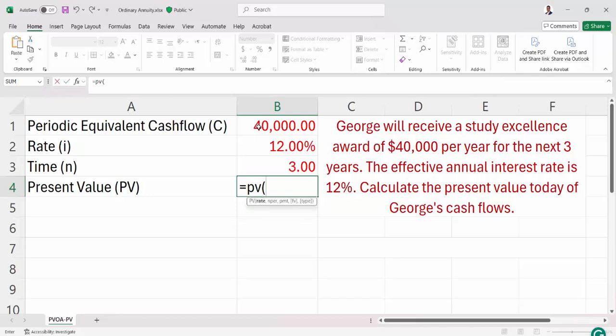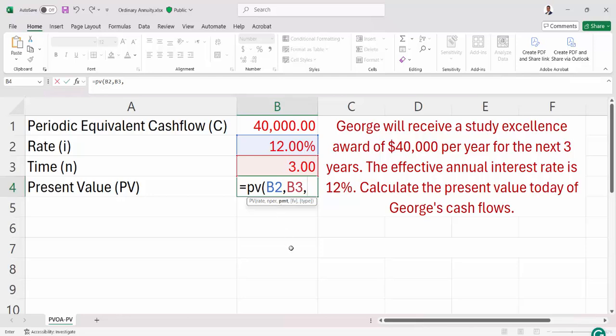value, open bracket, and then follow what's written here. Start with the rate, which is 12%, comma, number of periods, which will be 3 years, comma, and then what will be our payment, our periodic cash flow. We can call it payment or C, periodic cash flow.